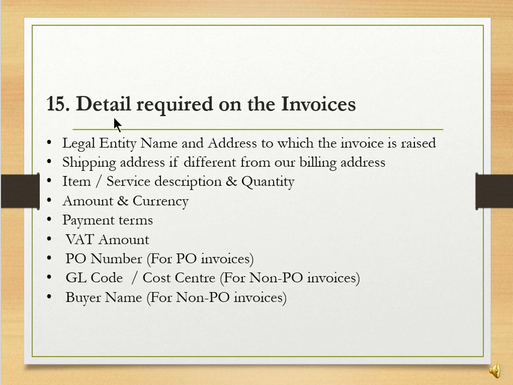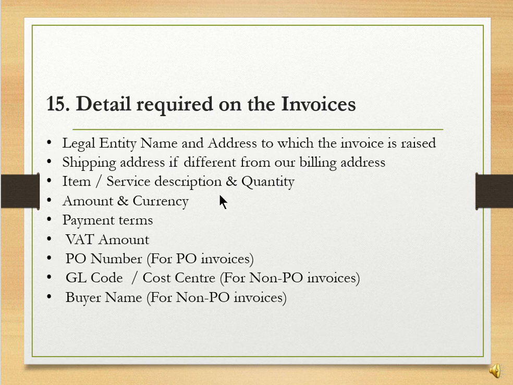Next question, what are the details required on the invoice? So legal entity name and address to which invoice is raised. Basically it is our address. When the vendor raises it, they have to mention our legal entity and address properly, and shipping address if different from our billing address. Sometimes we give some other shipping address at the time of raising purchase order. In such case they have to mention the shipping address very clearly.